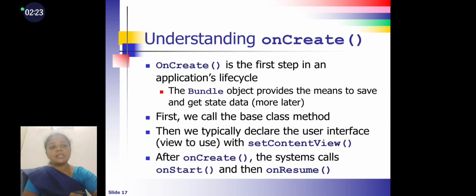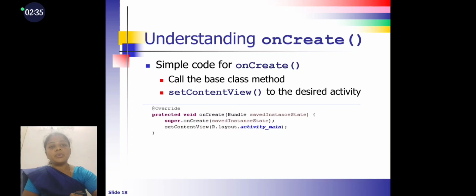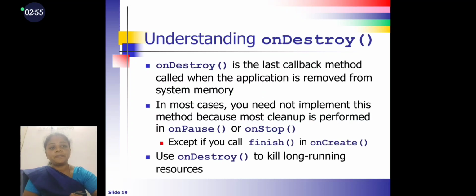First we call the base class method, then we typically declare the user interface with setContentView. After onCreate, the system calls onStart and then onResume. Here is simple code for onCreate that sets the content view to the activity_main XML file. So here under onCreate, the setContentView method fixes the content to the activity_main XML file where the designing part has been done.